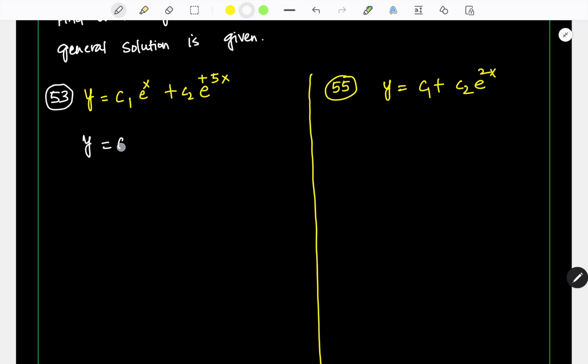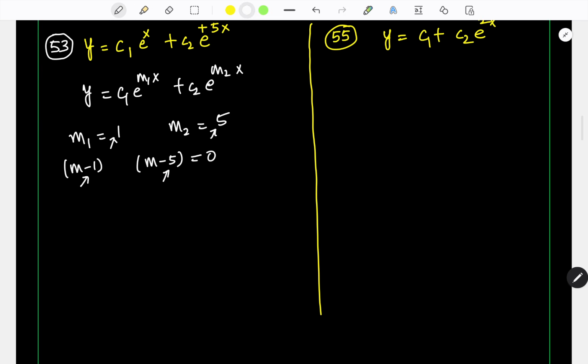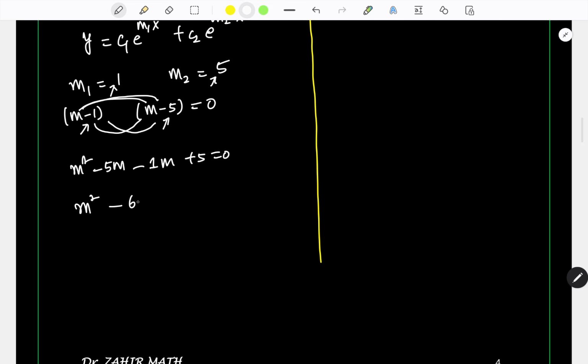So this is of the model y equals C1 e power m1x plus C2 e power m2x. So what's your m1? Which is 1. What's your m2? Which is equal to 5. Right. So let me remove m1, m2. We call it as m. So m minus 1, m minus 5 equal to 0. If it is plus, here minus. If it is minus, it is plus. So slowly you multiply m into m, m square, m into 5 minus 5m, and this is minus 1m, and this is plus 5 equal to 0. So this is equal to m square minus 6m plus 5 equal to 0.